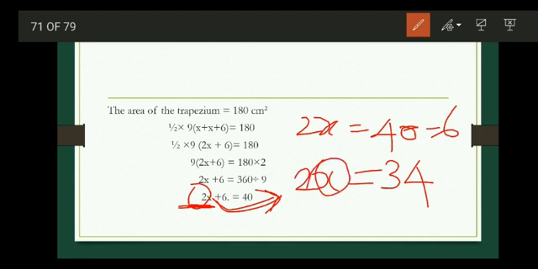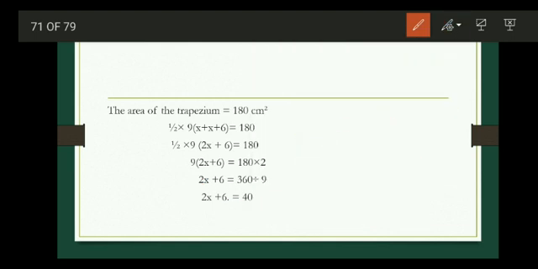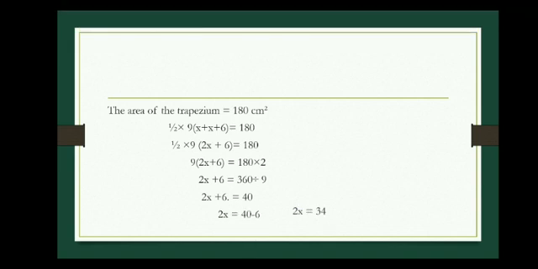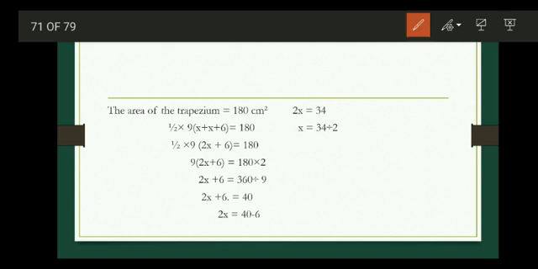We need only x. We need the value of x. So take this 2 also this side. Here this 2 is in multiplication with x. It is 2 into x. So if you take this 2 to the other side of equal to, it will go as a division. Okay, so x is equal to 34 divided by 2. So x will be equal to 34 divided by 2. So divide 34 by 2.